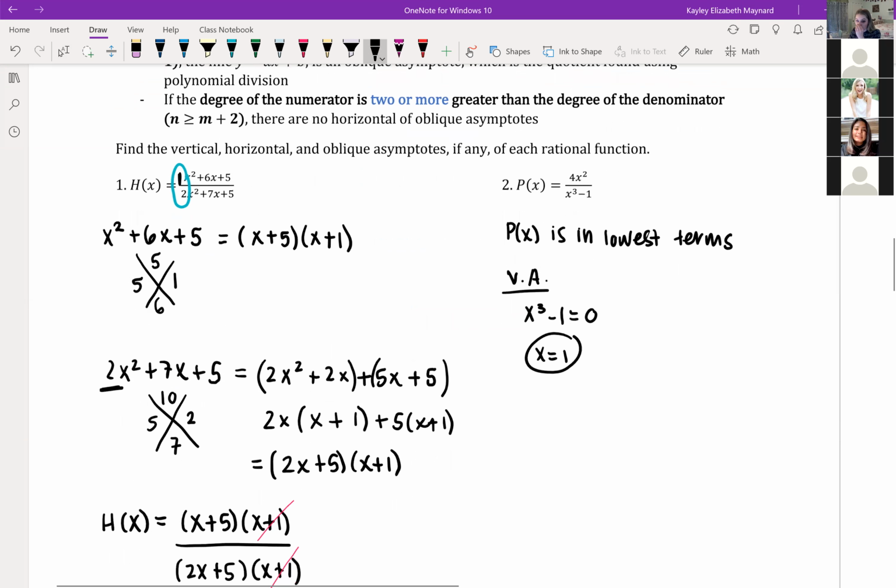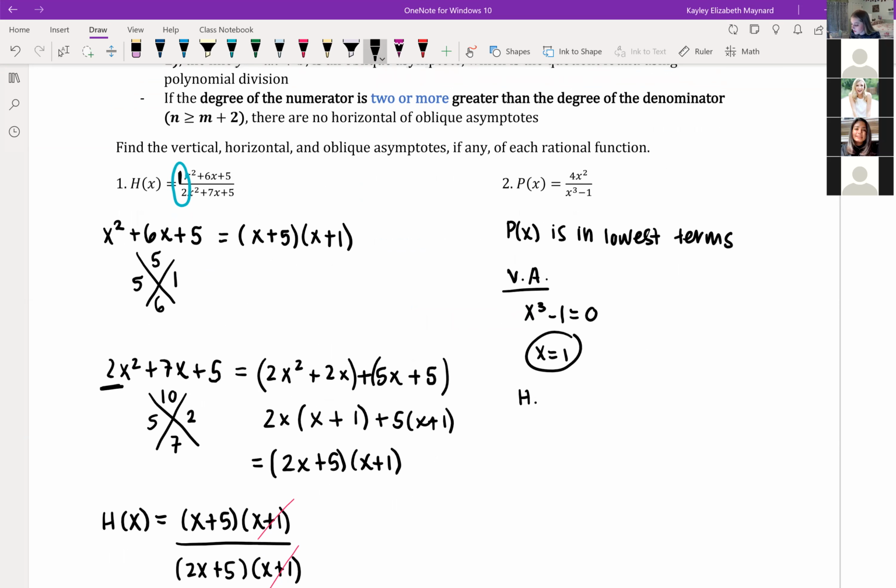And then to do the horizontal asymptote, we just want to compare the degrees of the numerator and the denominator. So the degree of the numerator is 2, and the degree of the denominator is 3. So the degree of the numerator is less than the degree of the denominator.